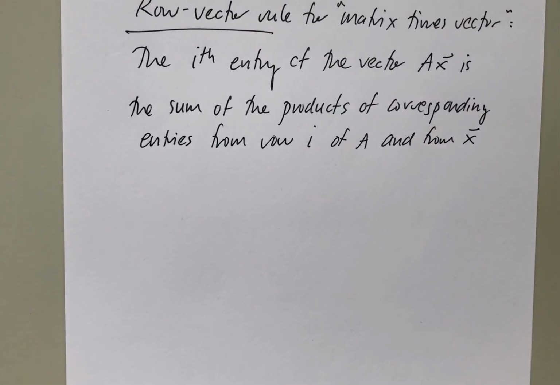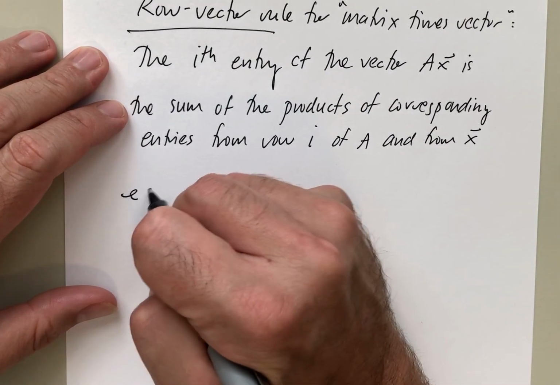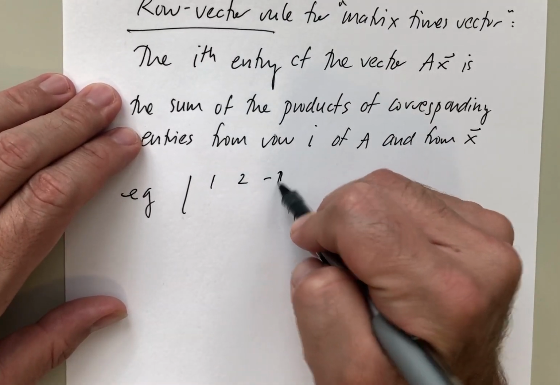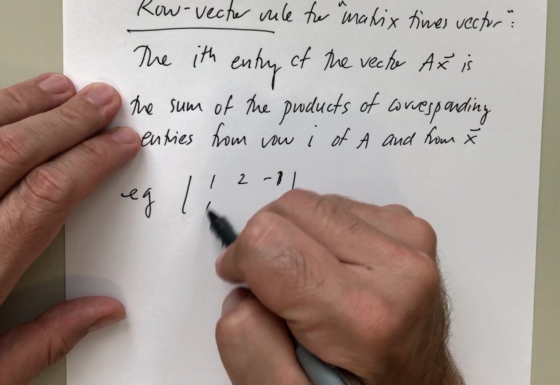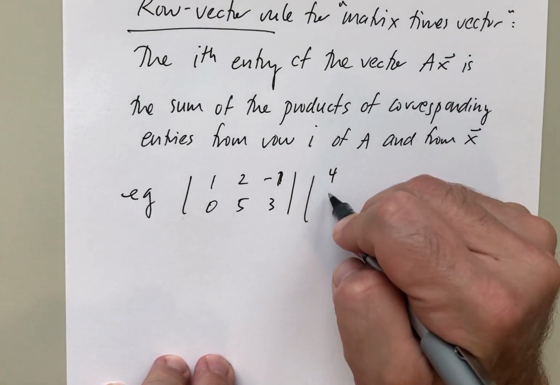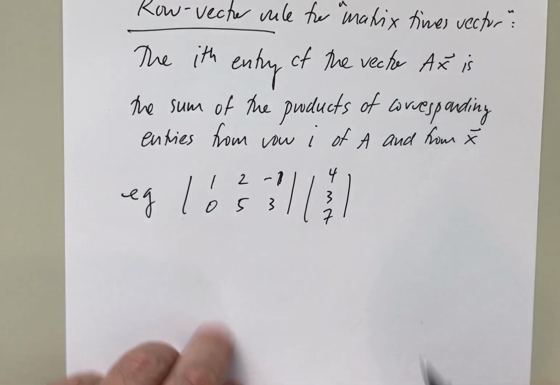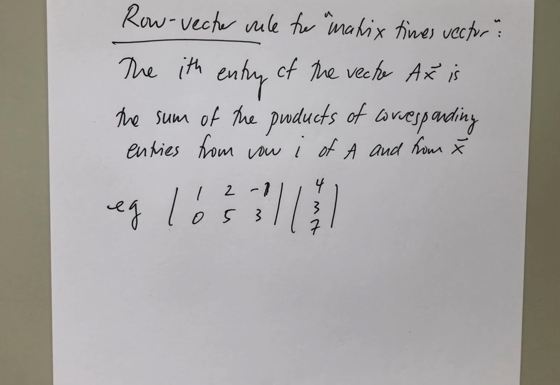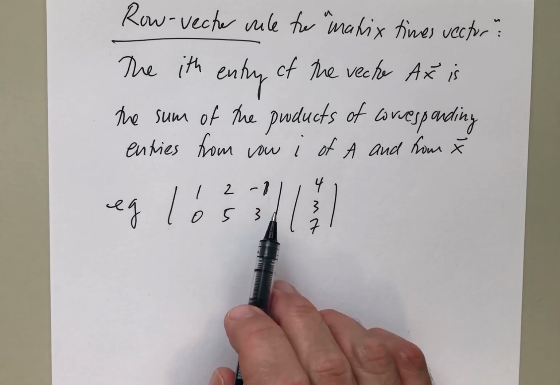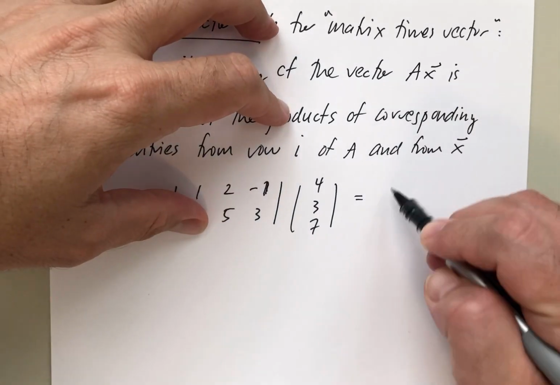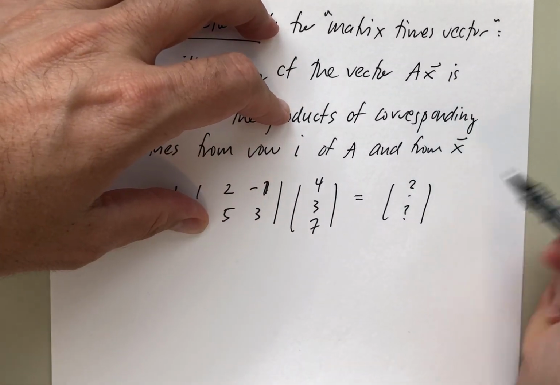Let me do this with another example. Let's take that same matrix 1, 2, minus 1, and 0, 5, 3, and let me multiply it by a particular choice of numbers: 4, 3, 7. So what is this going to equal? We know now that this is a 2 by 3 matrix times a vector of length 3. This is going to be a vector with 2 entries.